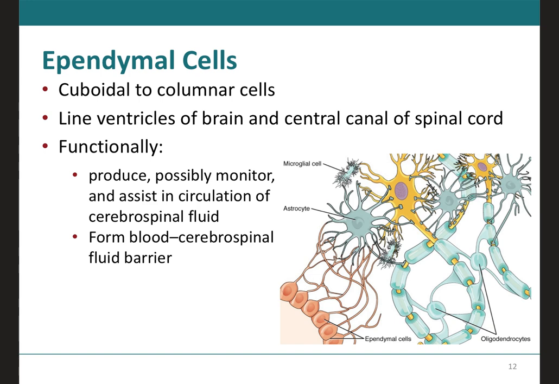Here we have the last cell of the central nervous system, which are the ependymal cells. Epen means above and dyme means garment. Therefore, the ependymal cells are cuboidal to columnar cells arranged in a single layer that possesses microvilli and cilia. These cells line the ventricles of the brain and the central canal of the spinal cord, which are the spaces filled with cerebrospinal fluid. Functionally, the ependymal cells produce and possibly monitor and assist in the circulation of the cerebrospinal fluid. They also form the blood-cerebrospinal fluid barrier, which will be discussed later.